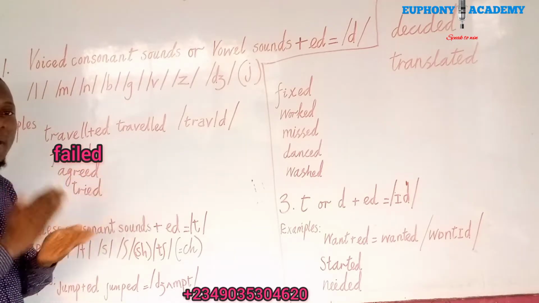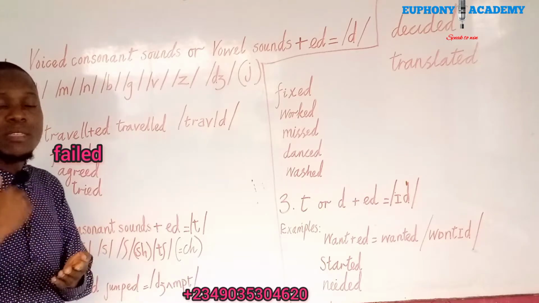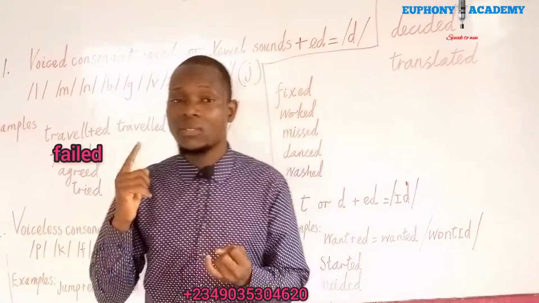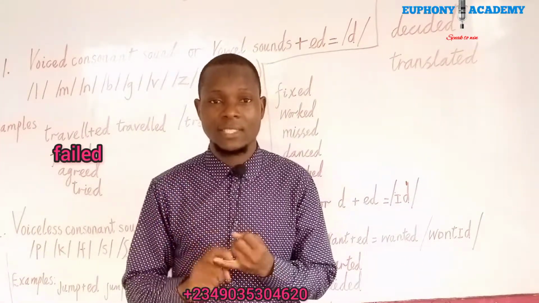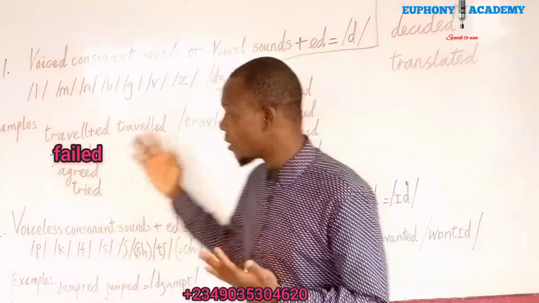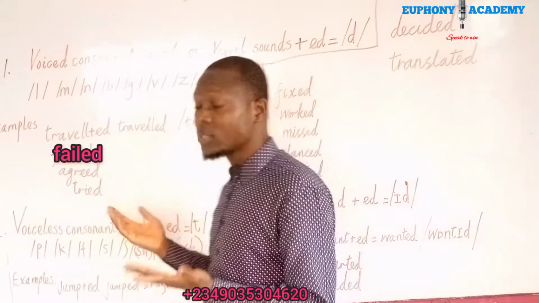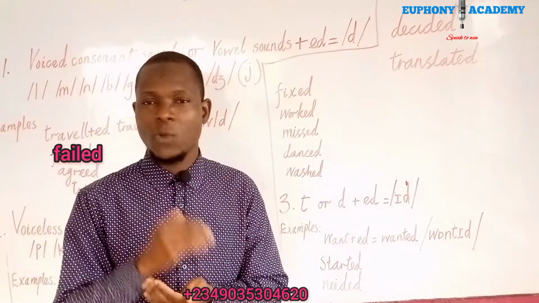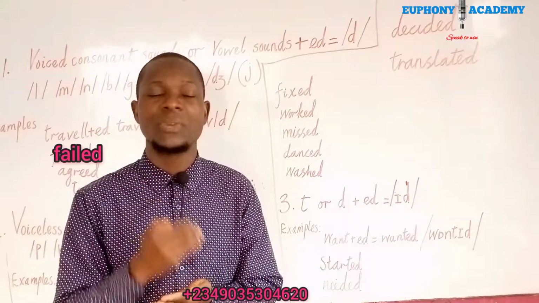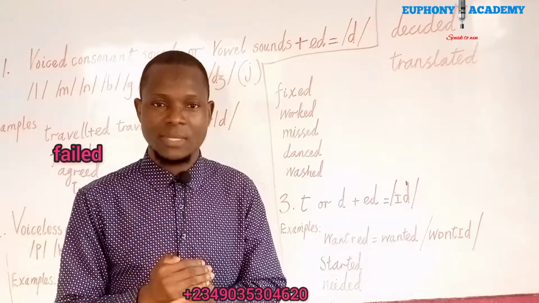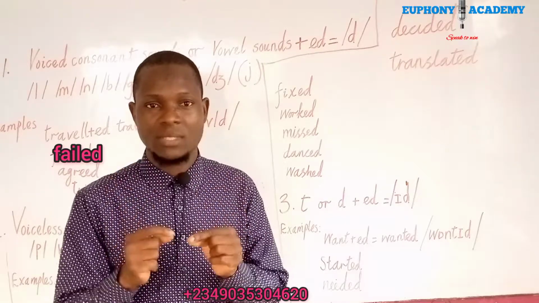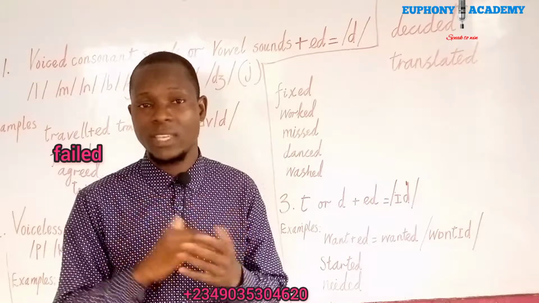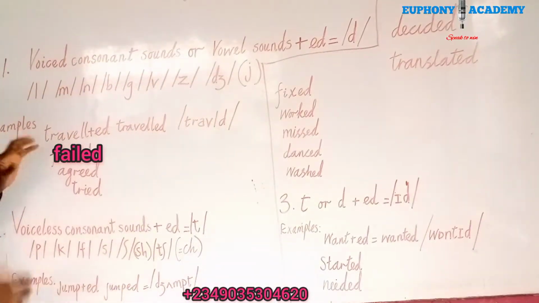So when you have an ed after a verb, it has three ways of pronouncing. It can sound d, it can sound id, and it can also sound t. So today we want to learn how to pronounce these verbs that end with ed, how to know the right sound at the end of this ed ending. Okay, so the first rule is this.